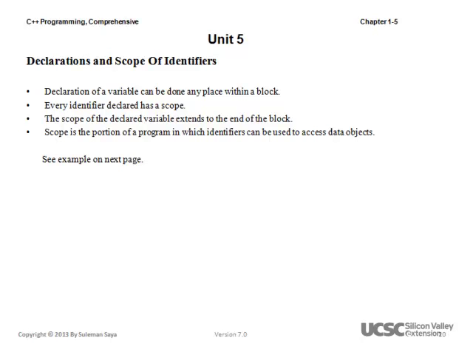C++ Programming Comprehensive, Chapter 1, Continuation, Start Unit 5. In this unit, we will look into how the scoping rules apply to the C++ program. So the declarations and scoping of identifiers. Basically, identifiers are the variables that must be declared for them to be available within the scope.